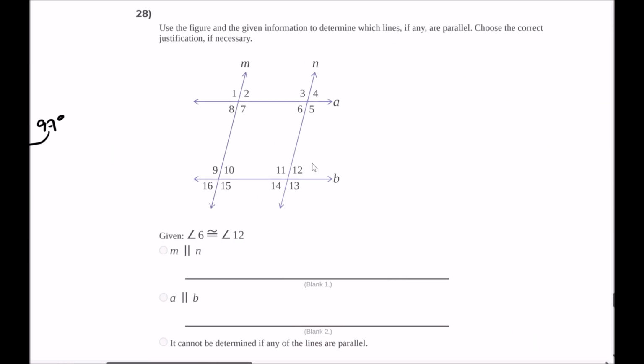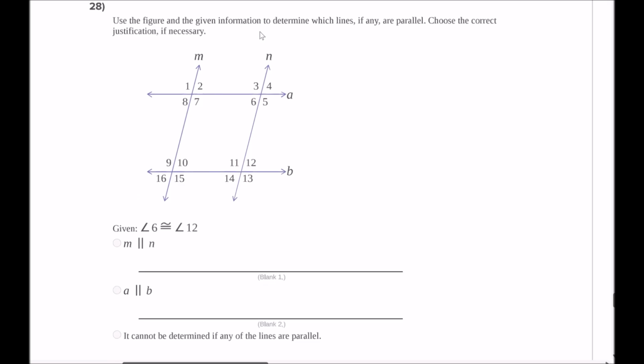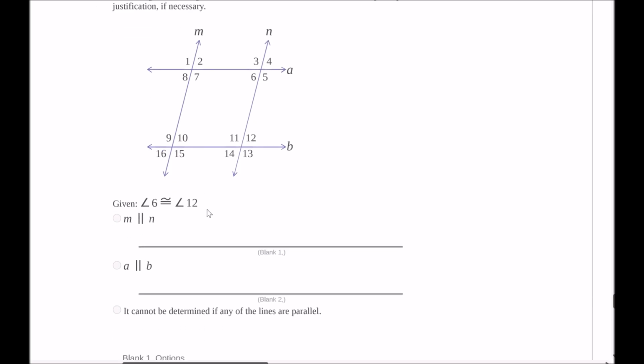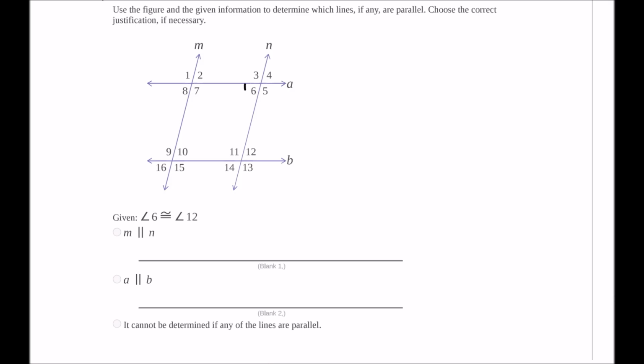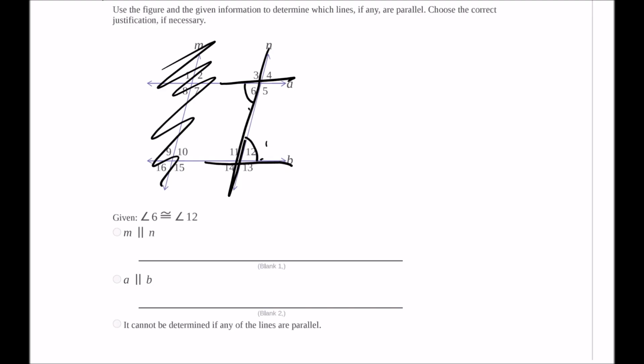That's 27. Number 28, use the figure and the given information to determine which lines, if any, are parallel. Choose the correct justification if necessary. So they're saying angle 6 is congruent to angle 12. So what kind of angles are they? Well, those are alternate interior angles. So if I just ignore this and focus on this bread and this toothpick, then those are alternate interior angles. So we would expect that A is parallel to B. So we would say, yeah, A is parallel to B.